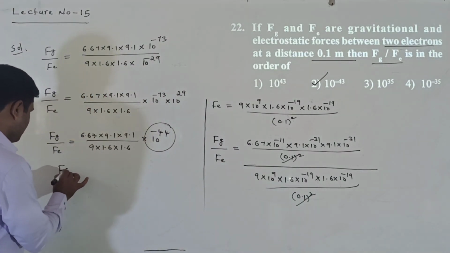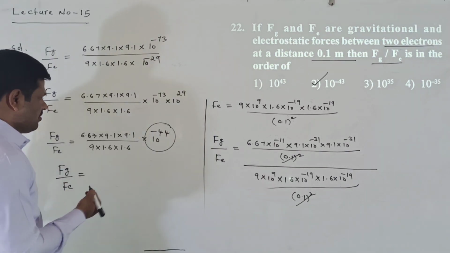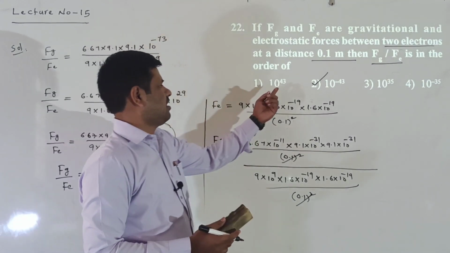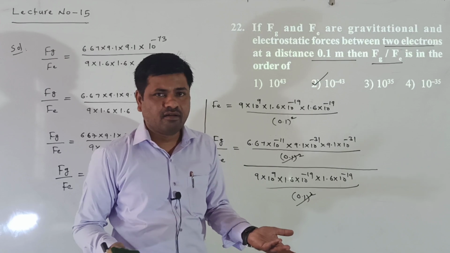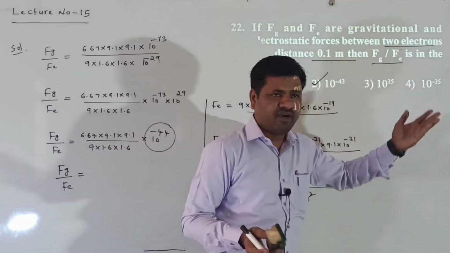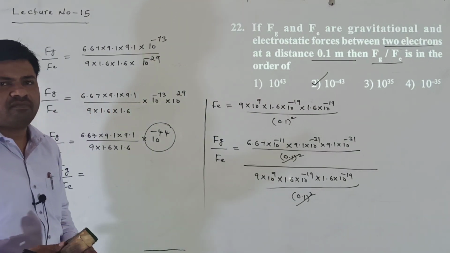But in a competitive examination there is no need to calculate, because you can directly pick the option which is near. This is 10 power of plus 43, it is not here. 10 power of 35, it is not here. 10 power of minus 35 is also not here. Which is near? 10 power of minus 43 is near.